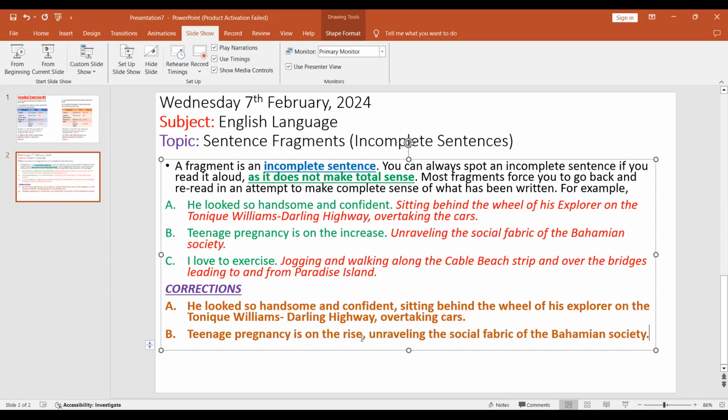But we have an independent clause and a dependent clause, so we could use a comma to combine them. On A, the correction, you forgot the word the in between overtaking. Thank you, overtaking the cars.